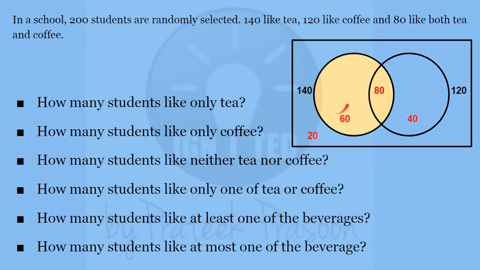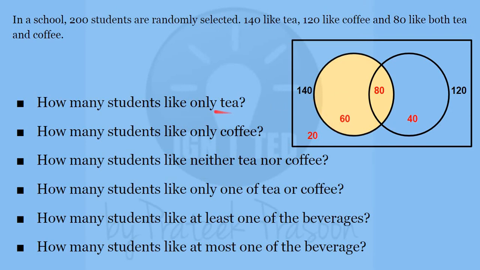So this is the number of students who like tea, and this is the students who like both. If we subtract 140 minus 80, then we will get only this area, and only this area will be those students who consume only tea and not coffee. So that will come out to be 140 minus 80 is equal to 60.